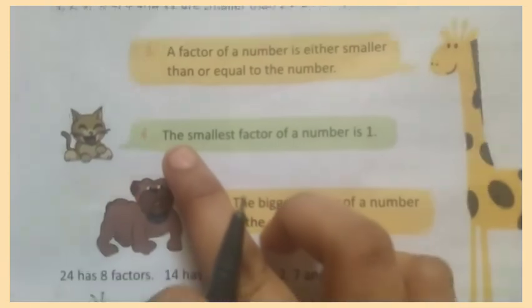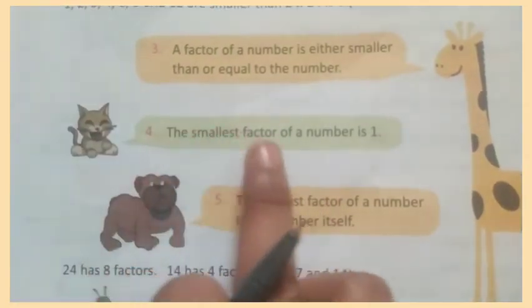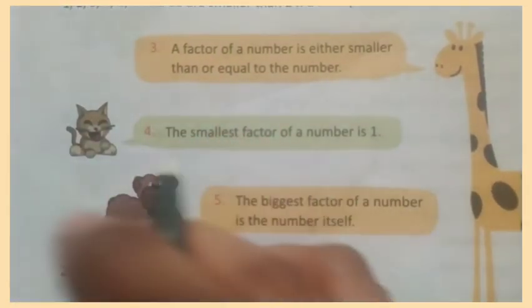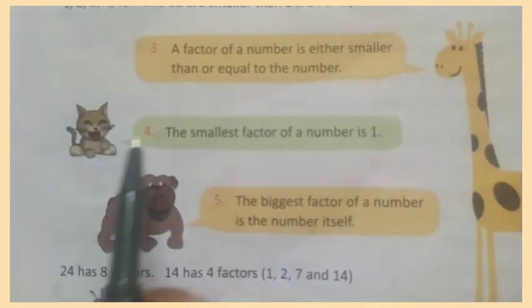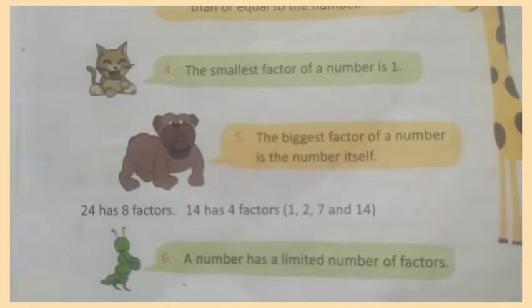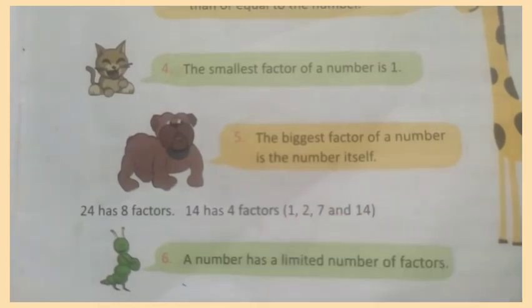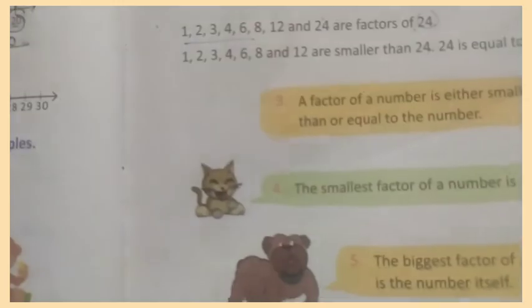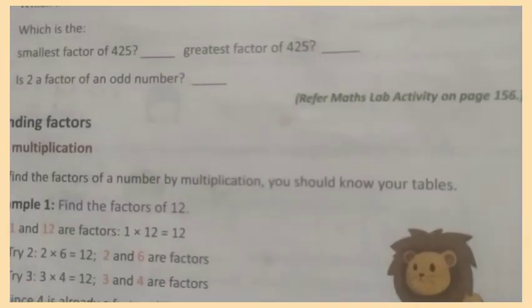The smallest factor of a number is 1. Always the smallest factor will be 1 and the biggest factor will be the number itself. A number has a limited number of factors. Every number has a limited number of factors.